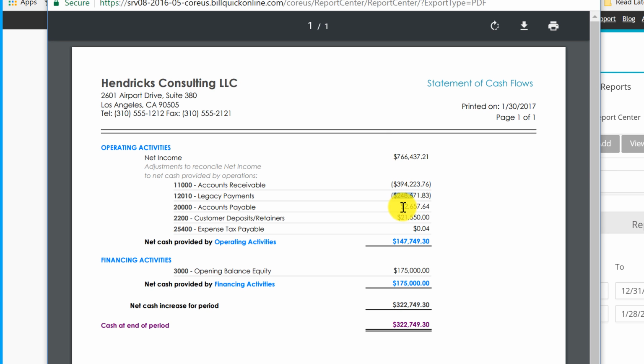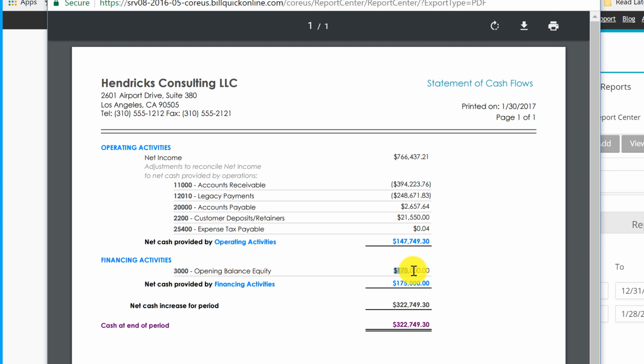Same thing with legacy payments, accounts payable, customer deposits, and retainers. These are not the balances in these accounts. These are the changes to the balances in these accounts. And for that matter, these are things that happen to cash that weren't reflected in net income. So an increase in accounts receivable means we have income included in net income that we haven't been paid for yet. So that increase needs to be subtracted out to arrive at cash, right? And that's an asset account. Liability accounts work the exact opposite.